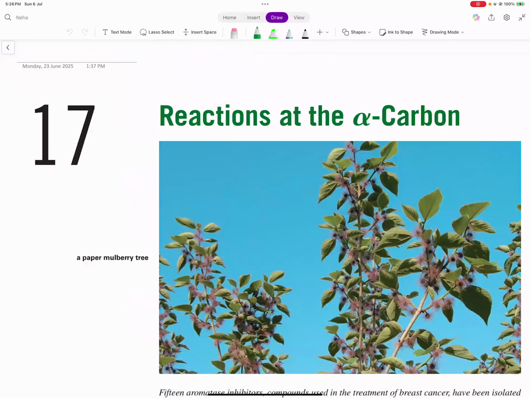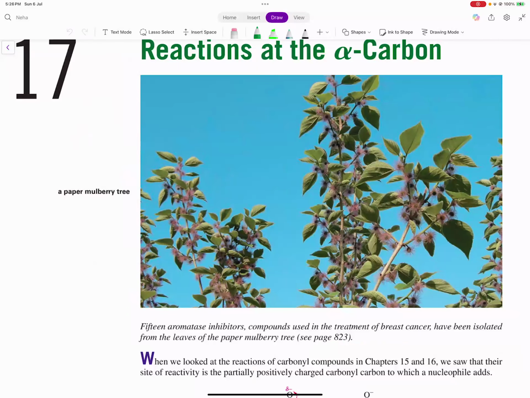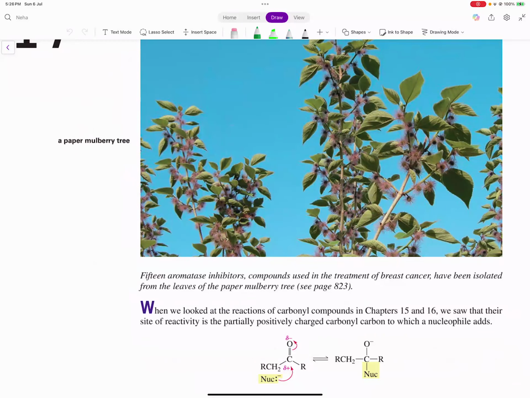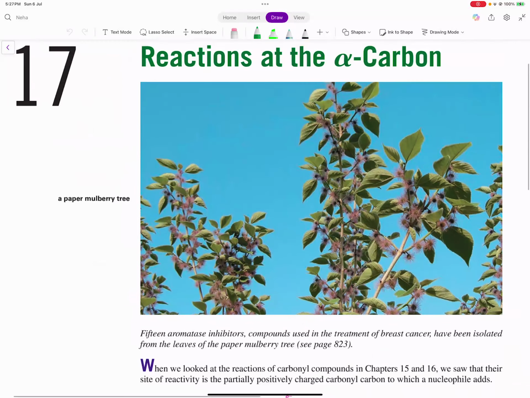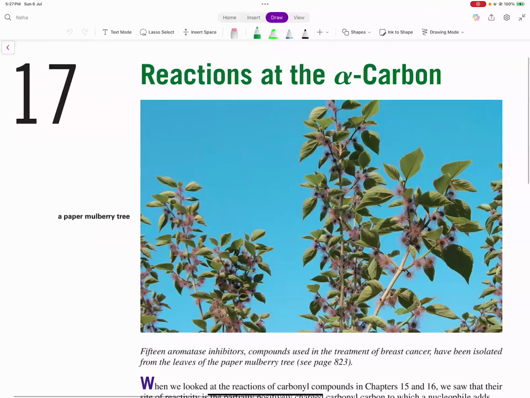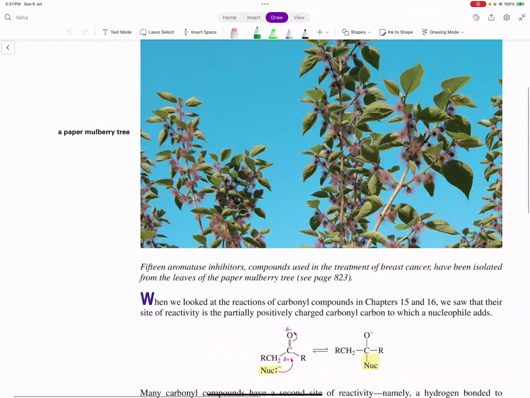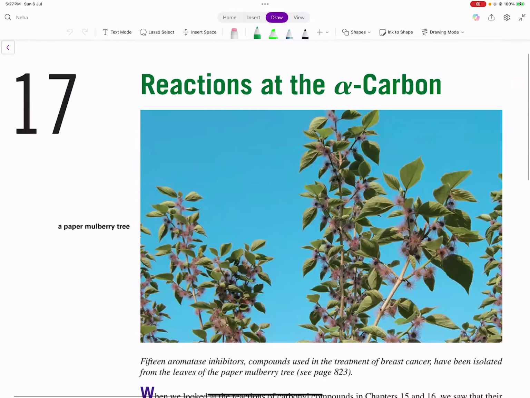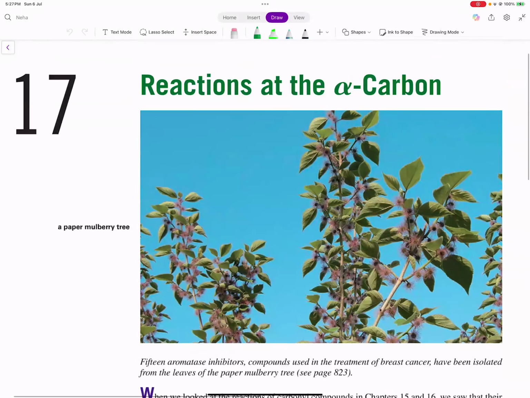This is another most important chapter, reaction with alpha carbon. Now we are going to see how things are going to be. See, this is very important. This is the most important chapter for JEE Advanced.